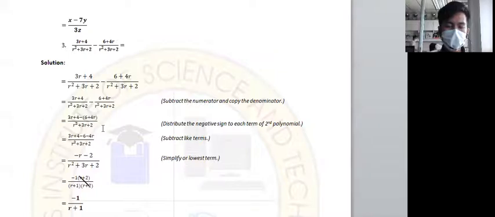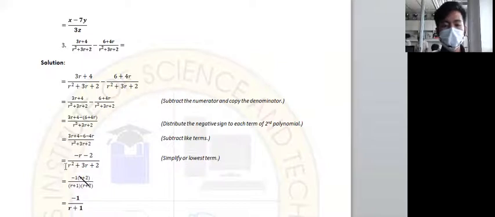Then we need to simplify the numerator. So 3r minus 4r is equals to negative r. Then 4 minus 6 is equal to negative 2. Then we need to factor the numerator and the denominator. So factor of negative r minus 2 is equals to negative 1 multiplied by the quantity r plus 2.